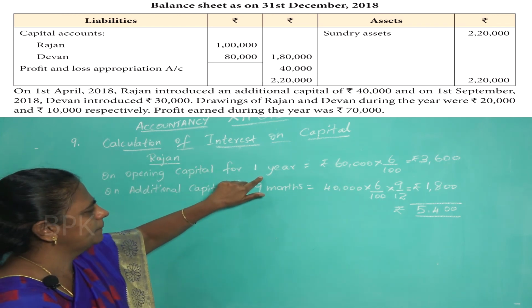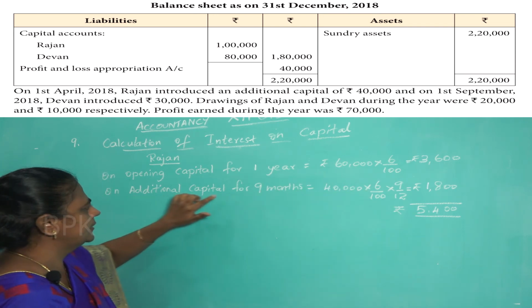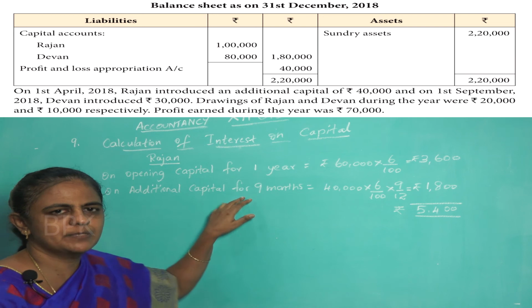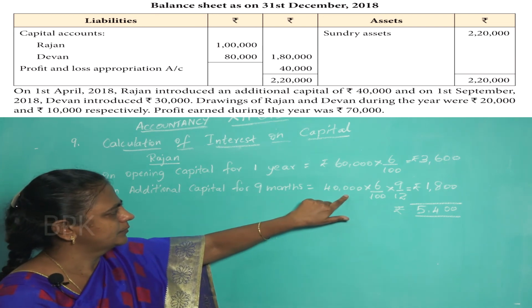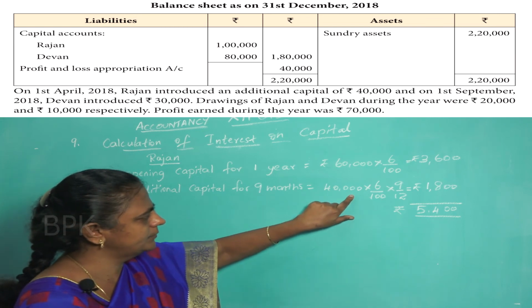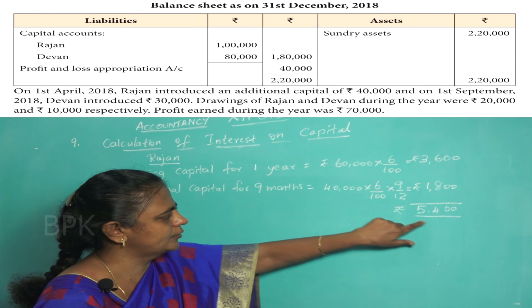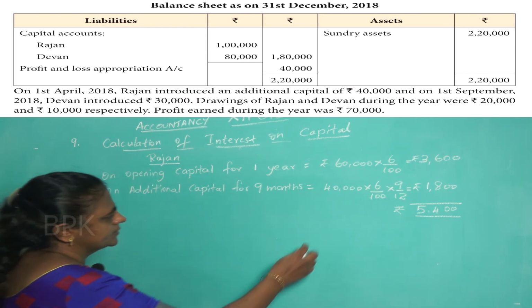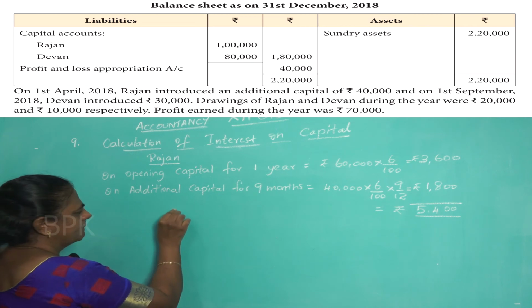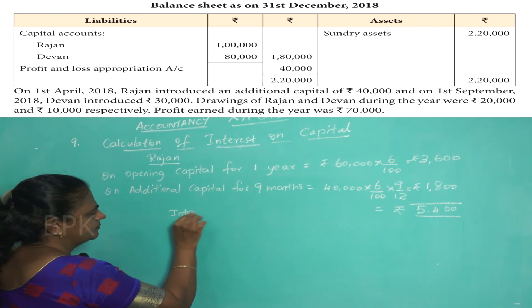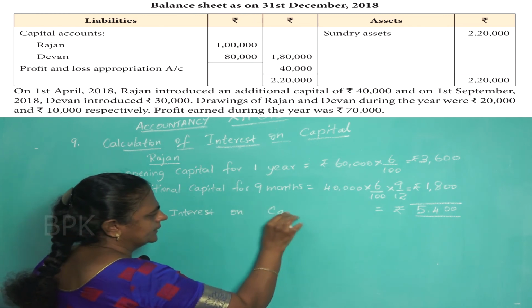Opening capital 60,000, 6%. Additional capital introduced on 1st April. So 1st April to 31st December, 9 months. So yes, additional capital is 40,000 into 6 by 100 into 9 by 12. So total is 5400. That is equal to interest on capital.